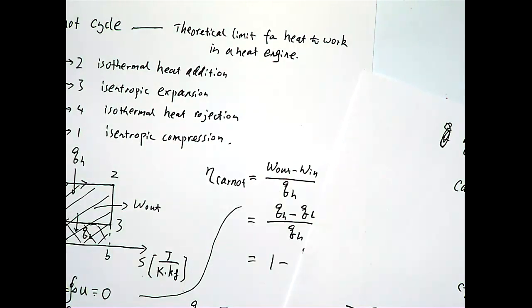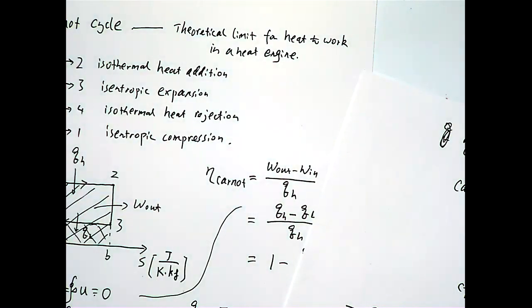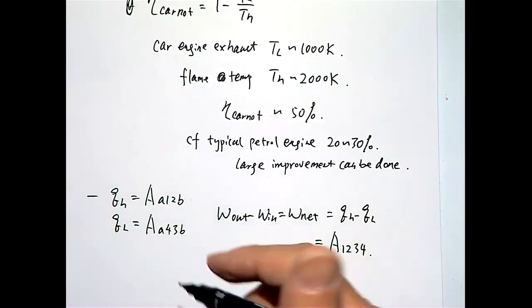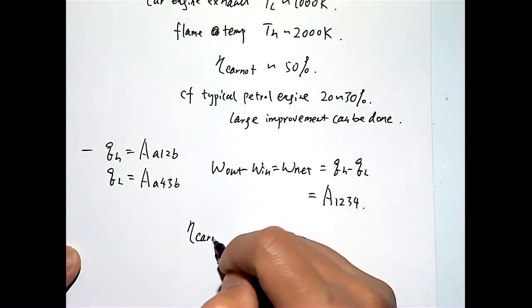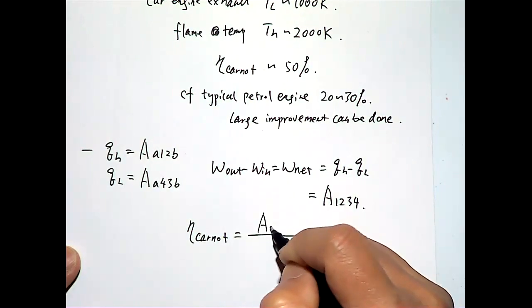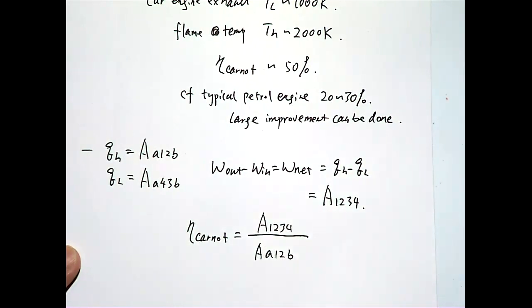If a change in conditions alters the area of the net work relative to the total, you can directly tell how the efficiency of the cycle will change. This is just the start. Later, when we discuss specific cases, we will emphasize it again. All right, so I can put it here: the Carnot efficiency equals the area of 1, 2, 3, 4 versus the area of A, 1, 2, and B.